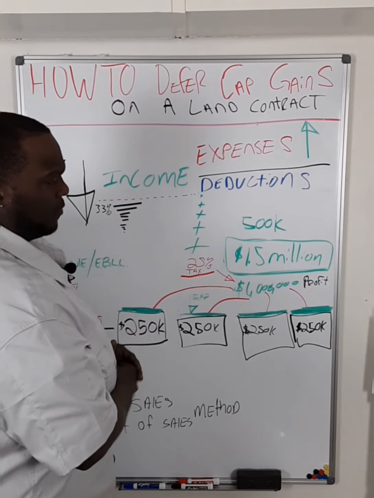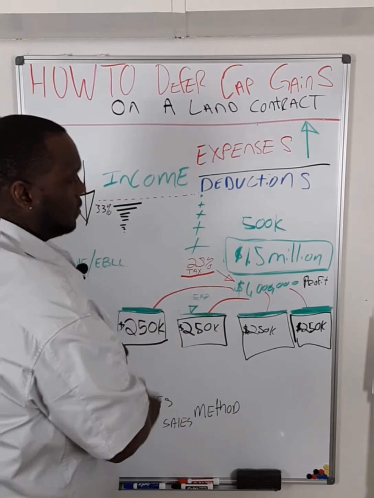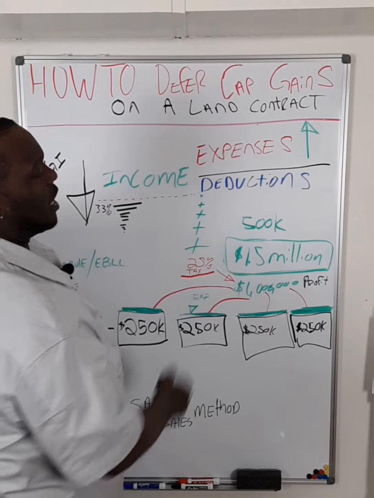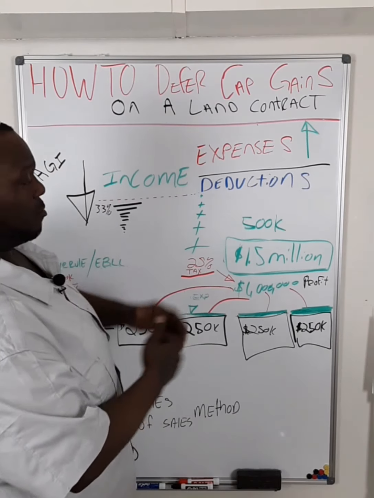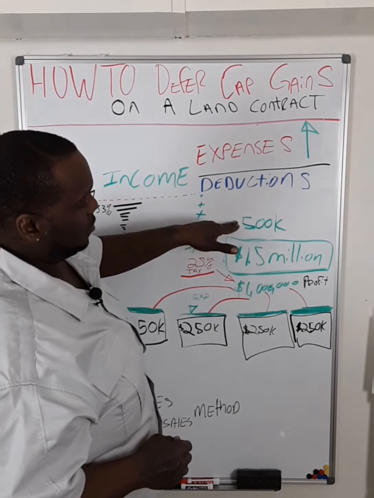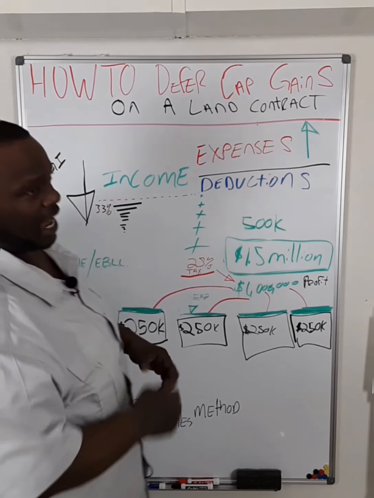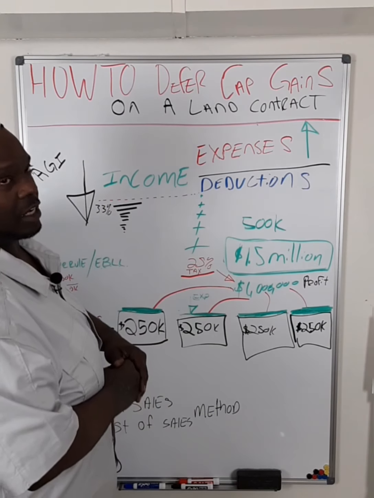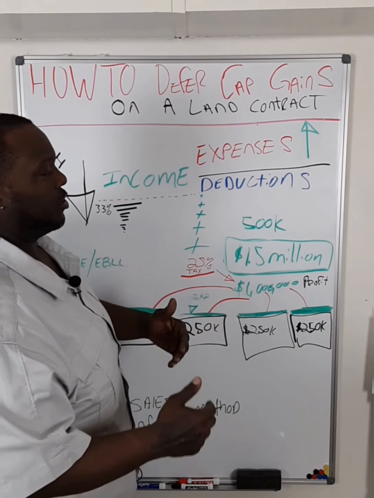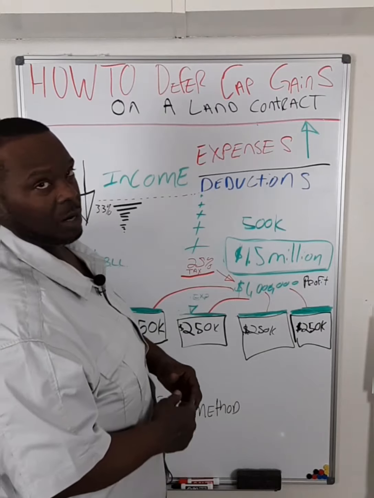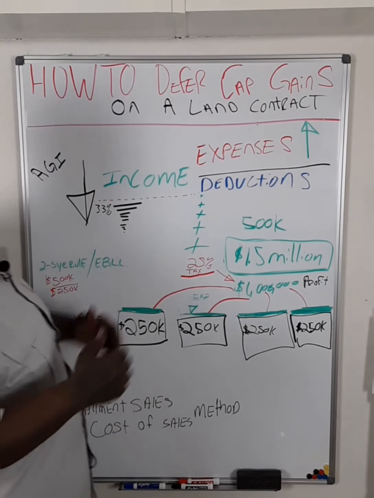Say your land contract is put up for sale for $1.5 million. Your basis is $500,000. This is what you went into the property with, so that's your basis, and you'll get it back. You could get up to $500,000 untaxed if you're married on the first year sale of a property. So that's the 2-year rule.